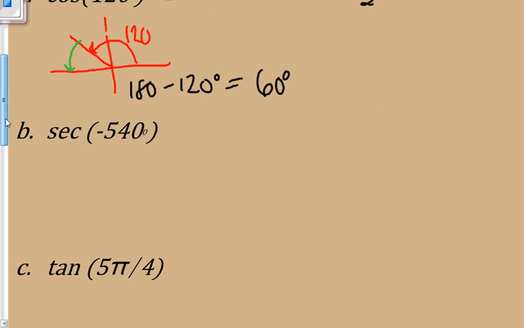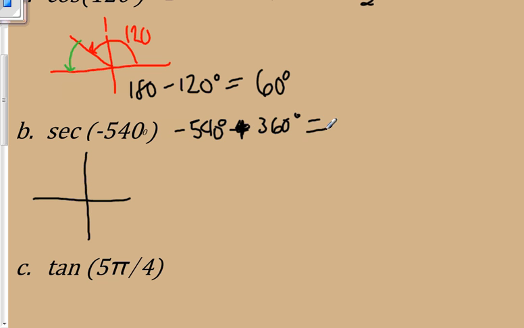Take a look at our next one. We have the secant of negative 540 degrees. So we know that that's got a full rotation. So if we do the negative 540 degrees and add to it 360, should be a plus right there, this ends up being a negative 180 degrees. So negative 540 is one complete revolution, and then one more to a negative 180 degrees.